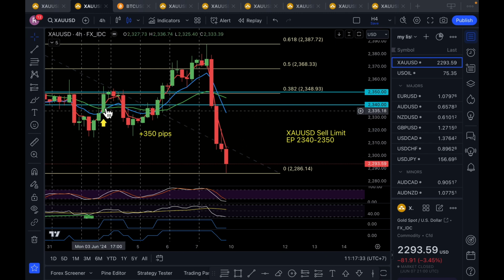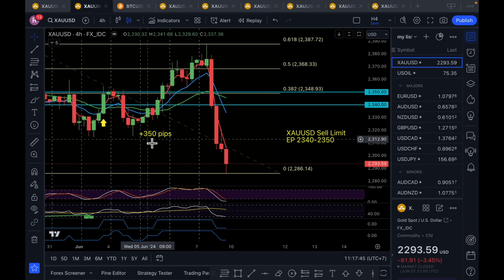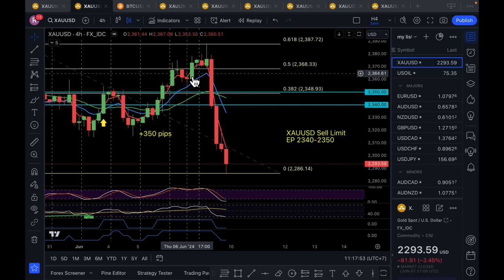Okay, it did come up and hit 23.40, and then as I said in the video, it could possibly go on up to 23.50. It went just a little bit higher than that before starting to go the right direction, and then the very next day we got 350 pips out of that. Now you wanted to be sure you got out, because then it started to go a little bit crazy, went the wrong direction.